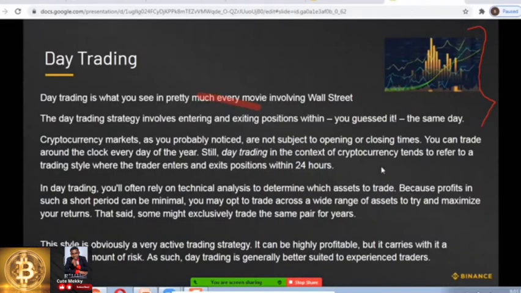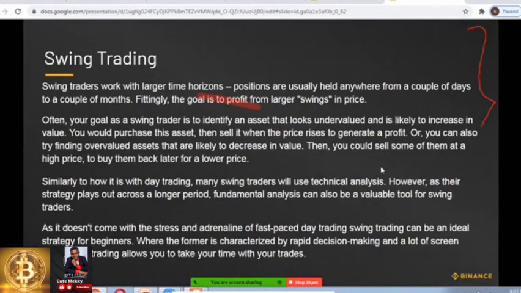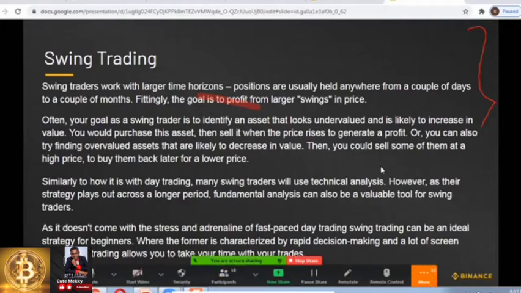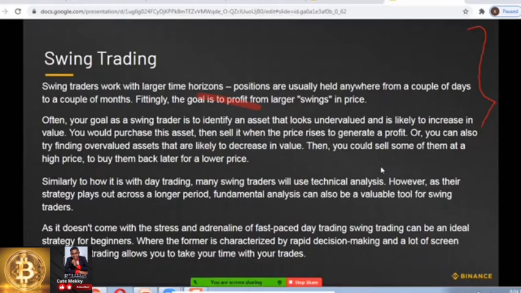Now the next one we'll be looking at is swing trading. Swing trading works with larger time frame horizons. It's very simple for you to tell a swing trader from a day trader. Their positions are usually held over a couple of days, sometimes weeks and months. They don't bother about price fluctuations, and most people that do this type of trading are investors. They don't bother much about fluctuation in prices.